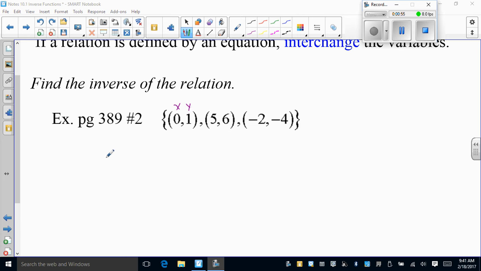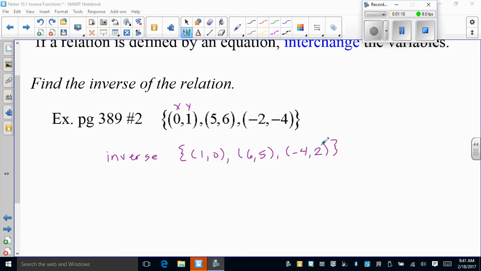So it would be 1, 0, 6, 5, and negative 4, 2. This would be the same as if you had a graph, whether you had a function or not, and they asked you to graph the inverse. You would just switch the x and y values and graph those.